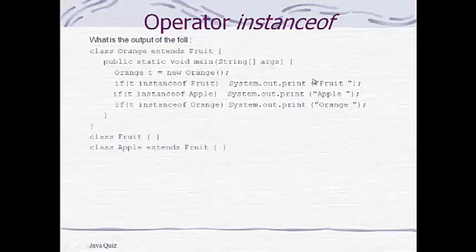So what will be the output when we run this program? Fruit followed by orange, or only orange? Fruit, apple, orange, or will it give compile error?